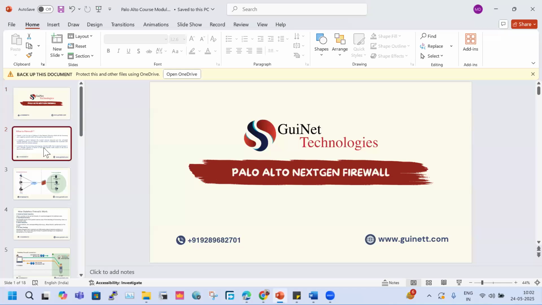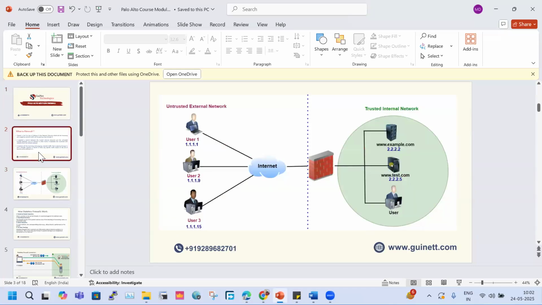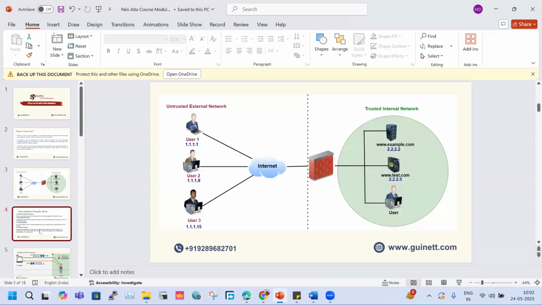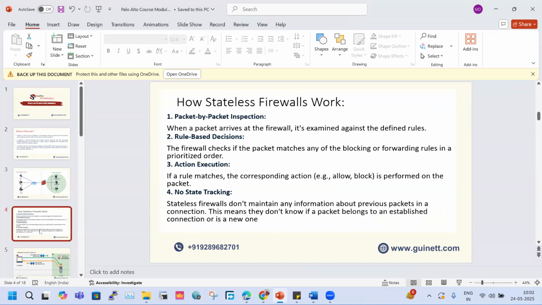As I have already briefed you about the firewall, what is a firewall, how it works, what is the difference between stateful and stateless firewall, right? So what is a firewall? Can anyone tell me?